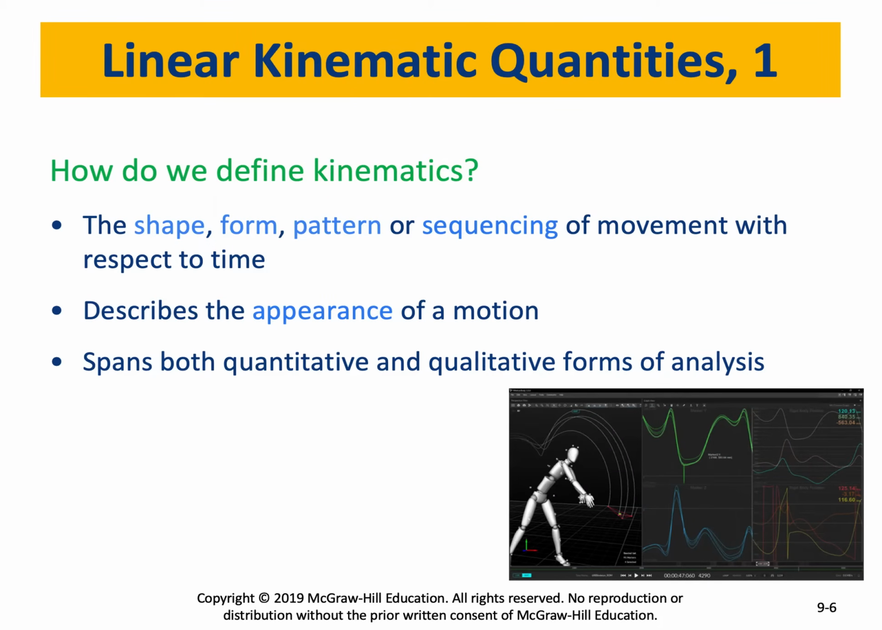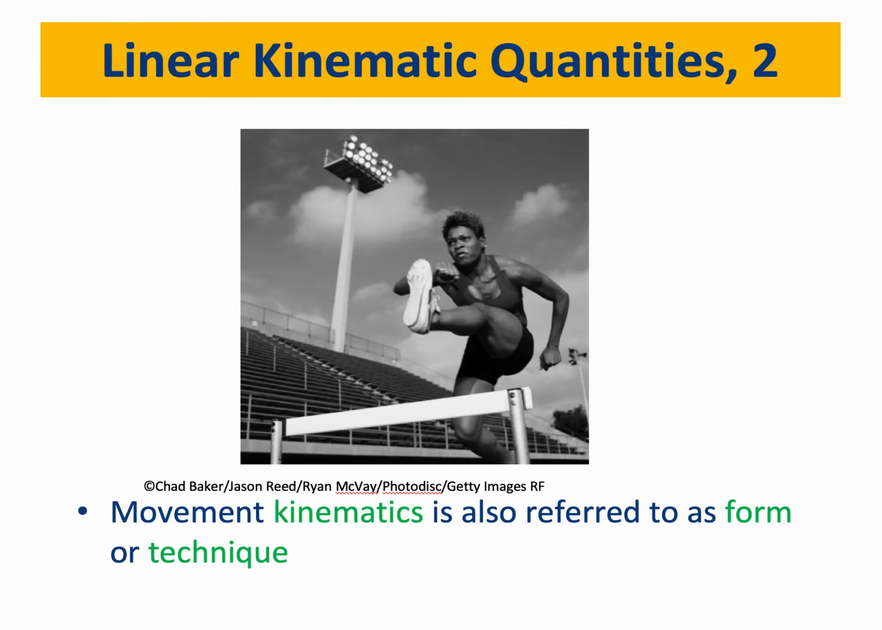I will start by talking about how we define kinematics. The definition of kinematics is the shape, form, pattern, or sequencing of movement with respect to time. That's a very important thing to keep in mind, that we are relating different quantities to time, like position, speed, and acceleration. It is also a description of the appearance of motion. As biomechanists, we'd like to look at these kinematic variables in both quantitative and qualitative forms of analysis. Kinematics is also referred to as form or technique. That's something we want to keep in mind.